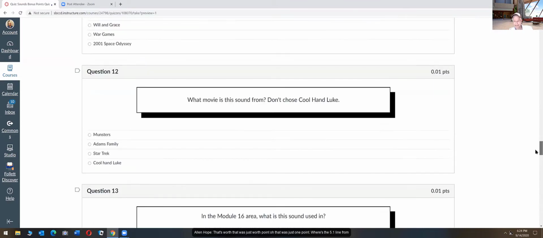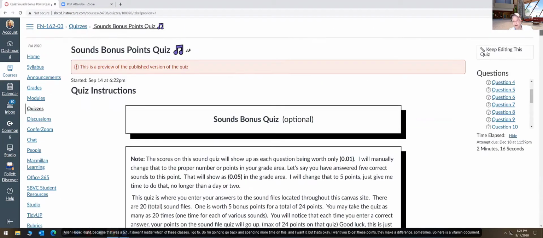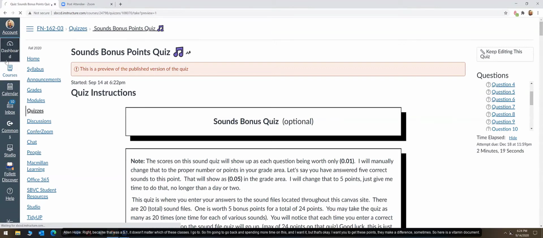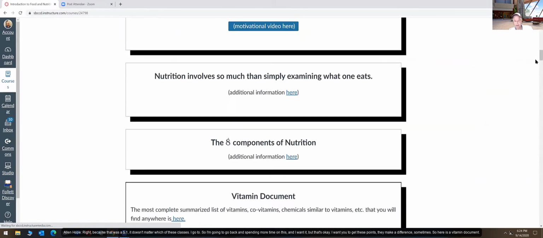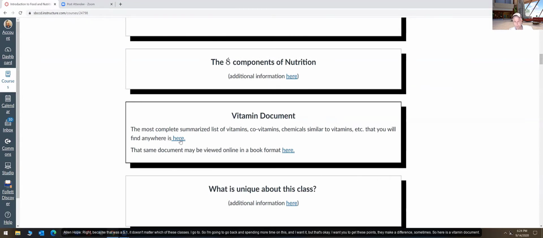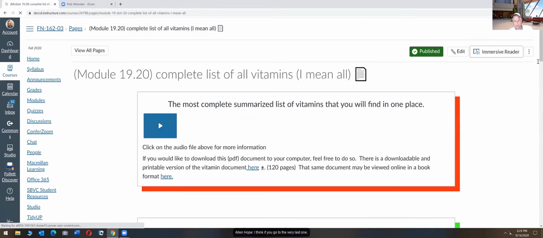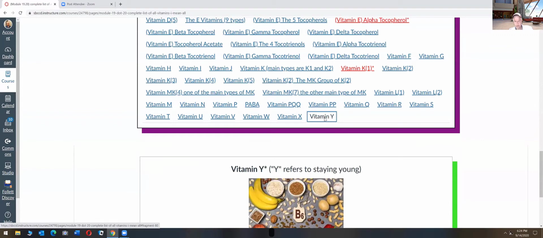What was that in? 12 again? That's worth, oh, that was just worth 1 point. Where's the 5 point one from? In the vitamin document. It's down there, at the bottom, right? Yes, sir. Very good, thank you. Let me go back and check that, because I believe you're absolutely right, because that was a 5 pointer. It doesn't matter which of these classes I go to. So I'm gonna go back. I'm spending more time on this than I wanted, but that's okay. I want you to get these points. They make a difference sometimes. So here is the vitamin document. I think if you go to the very last one, why?